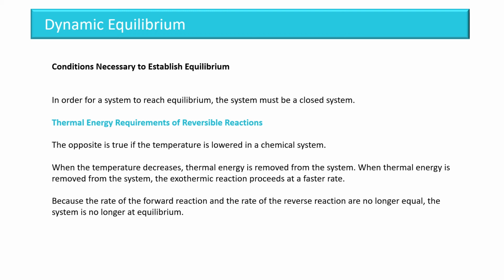The opposite is true if the temperature is lowered in the chemical system. When the temperature decreases, thermal energy is removed from the system. When thermal energy is removed from the system, the exothermic reaction proceeds at a faster rate. Because the rate of the forward reaction and the rate of the reverse reaction are no longer equal, the system is no longer at equilibrium.